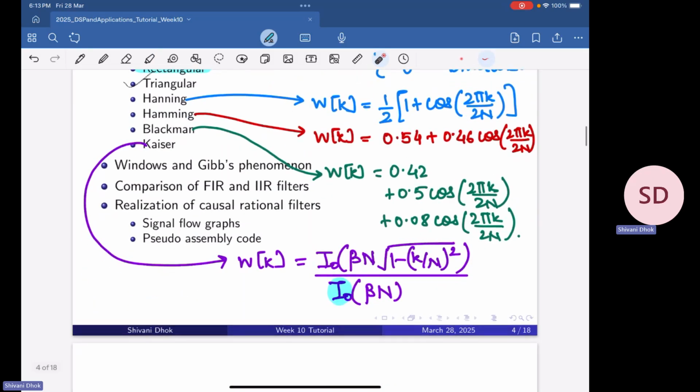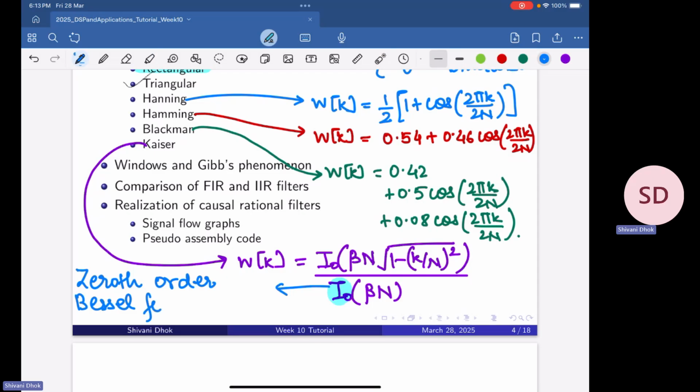Okay, before moving ahead, I'll just write what this I naught here is. So this I naught here is the zeroth order Bessel function of first kind.